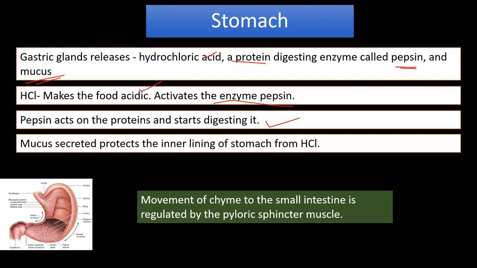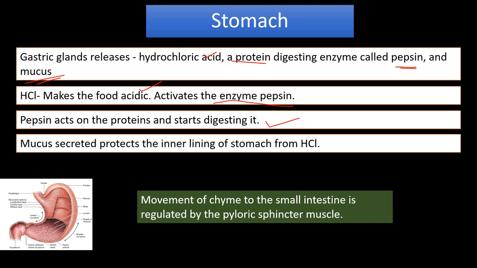Now the mucus that is secreted is going to protect the inner lining, the cells or tissues on the inner lining of the stomach. Because we have the HCl secreted, it might damage them, and that's why, to protect the cells in the inner lining of the stomach, we have the secretion of the mucus.